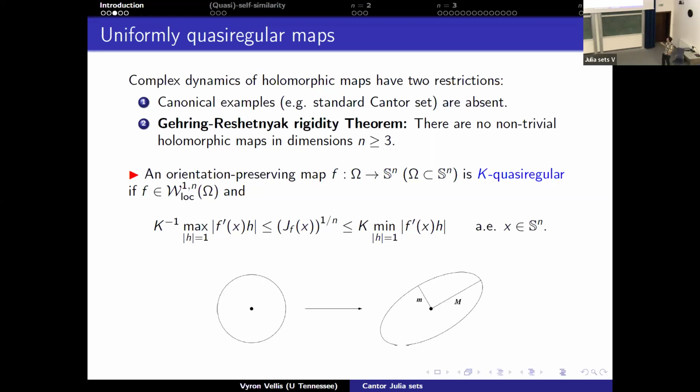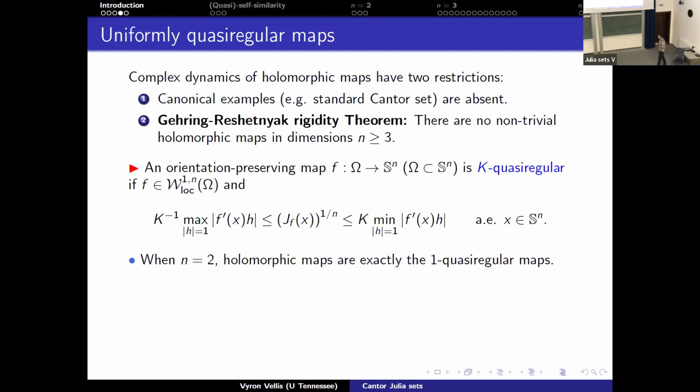Now, in 2 dimensions, holomorphic maps are exactly the 1 quasi-regular maps. So this is a generalization. By the way, I failed to say that there is a constant here which describes this distortion. And when the distortion is 1, then you simply get the good old Cauchy-Riemann equations.